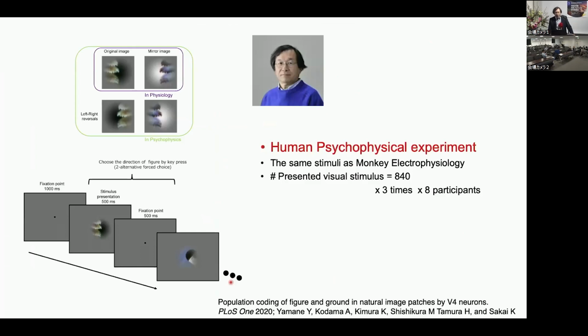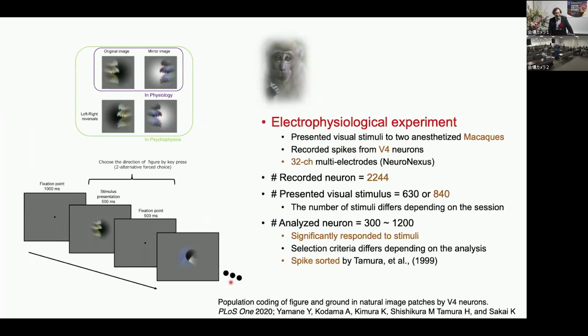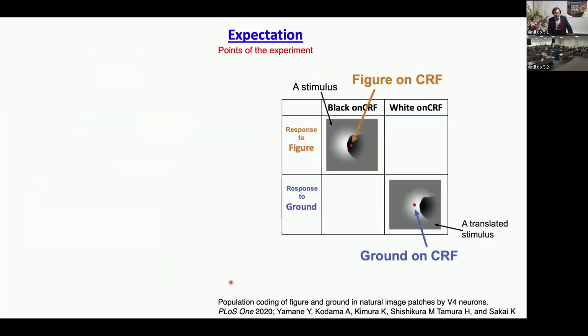So unfortunately, we cannot use a human for the electrophysiology, so we need to exchange human with the monkeys. Then we do the same thing as the human psychophysics, same stimuli and the same procedures. So the point here is that is shown here. So this is one of the example stimuli. In this case, black region is figure, and this red dot shows the center of the RF of this neuron.